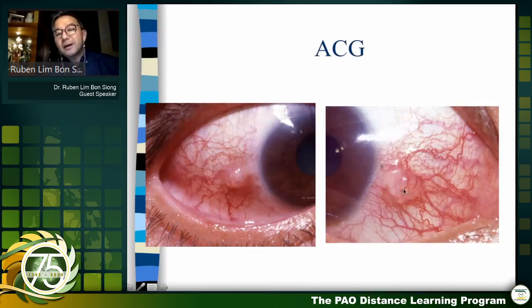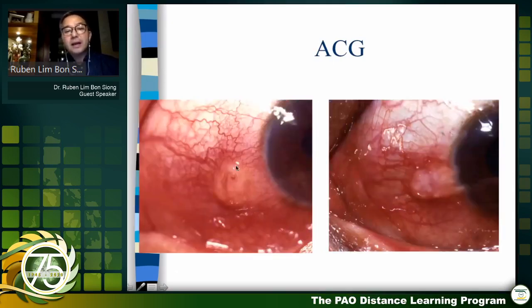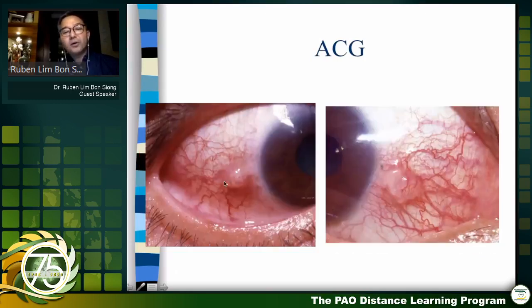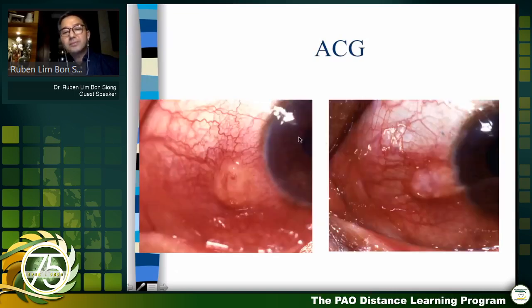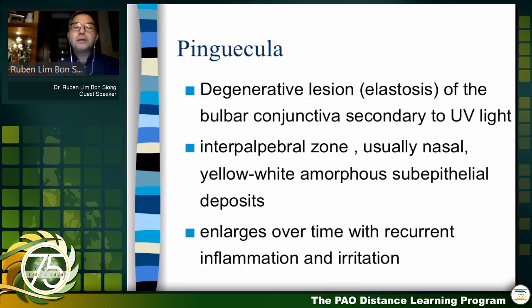Usually it looks like a bunch of grapes, or sago-like, a clump of it. It can be small or it can be large. Again, the commonality will be that vascular congestion is always present around it. Again, this is multiple raised nodules, always at the exposed bulbar conjunctiva, the interpalpebral area, the palpebral fissure area.